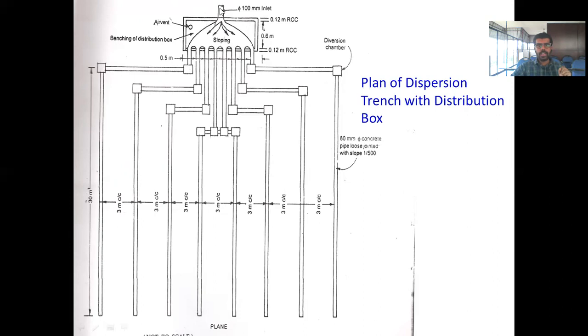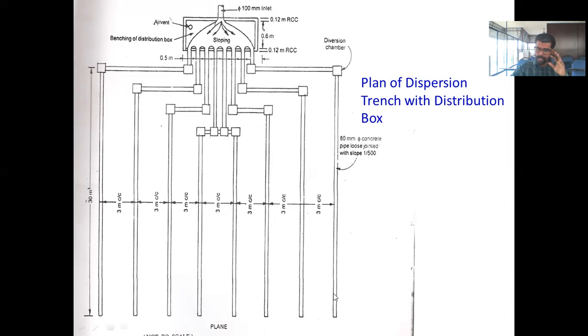So you can see here the main pipe has been swapped, and it is entering into this small trench. You can see here, and there is a 3 meter difference between each trench. This is an 80 mm diameter pipe only. This is the 80 mm diameter cemented concrete pipe, or a loose joint pipe. Its slope is 1:500, and normally it is 1:500 or 1:400 also you can take it.